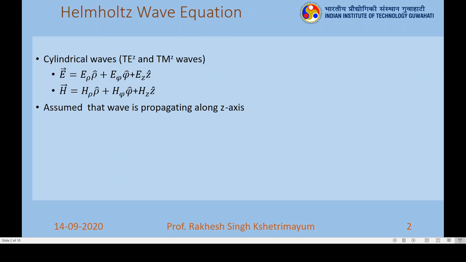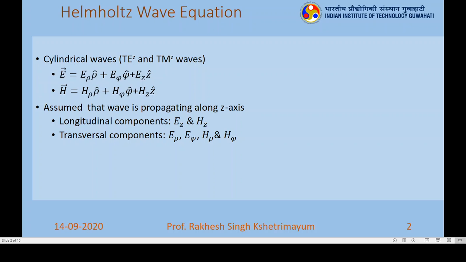If you assume that the wave is propagating along the z-axis, we can separate the fields into two components. One component is called the longitudinal components, which are the fields along the direction of propagation of the wave. Since the wave is propagating along the z-axis, the longitudinal components in this case would be Ez and Hz, and we have solved the wave equation for Ez and Hz. Now what we want is to find the transversal components, which are perpendicular to the direction of wave propagation: E rho, E phi, H rho and H phi.